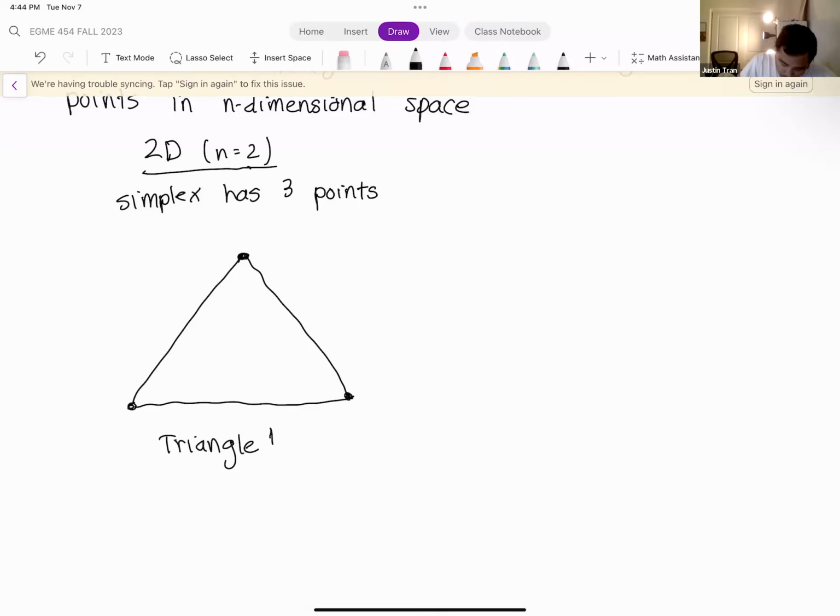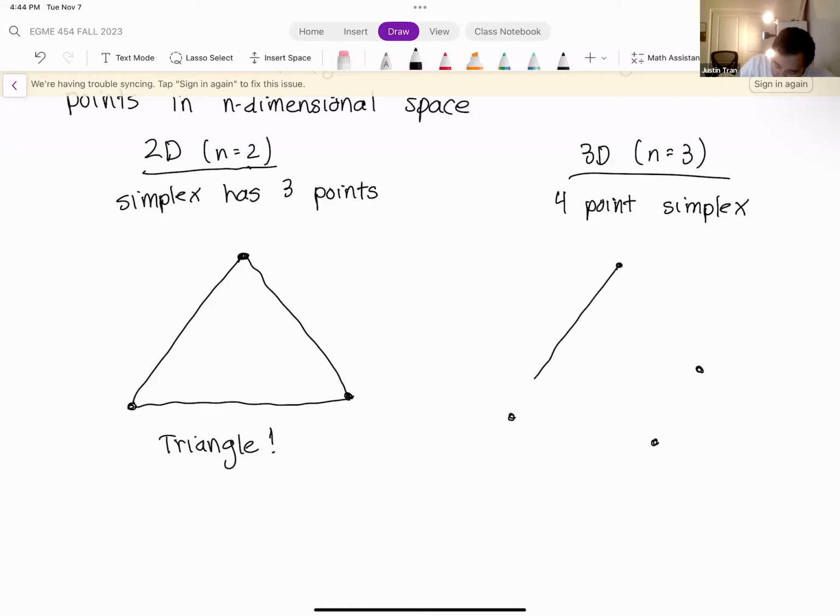Okay. The next one that's easy to visualize is 3D. So in 3D, n is equal to 3. And so our simplex is going to have n plus 1 points. And so n plus 1 is 4. Okay, so we're going to draw 4 points here. We're going to connect every point to each other. So every point is going to be connected to the other via an edge.